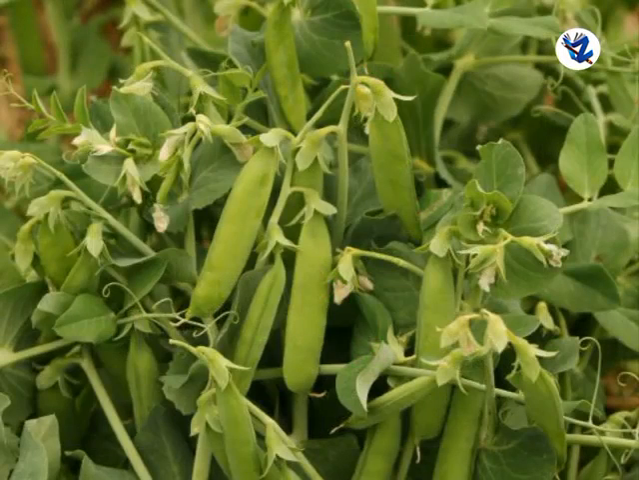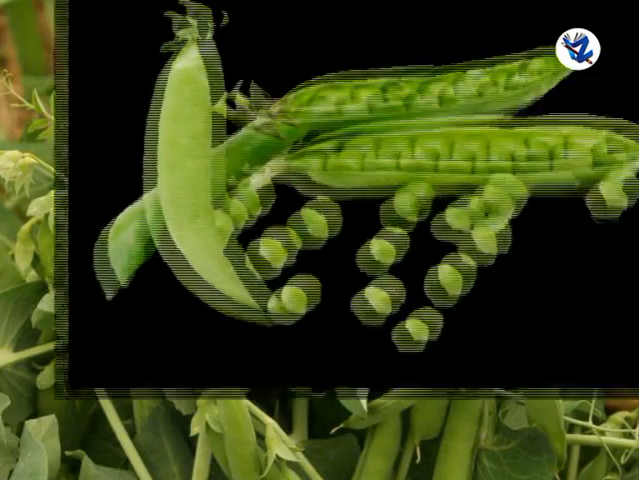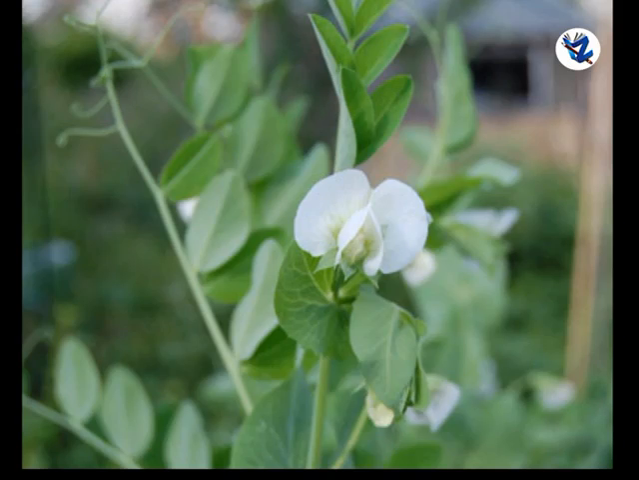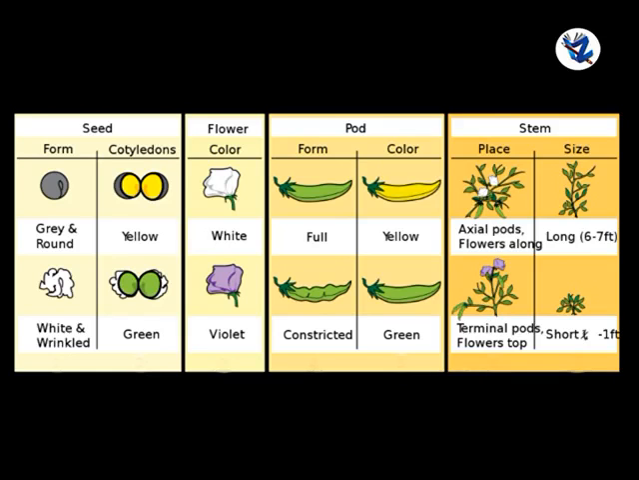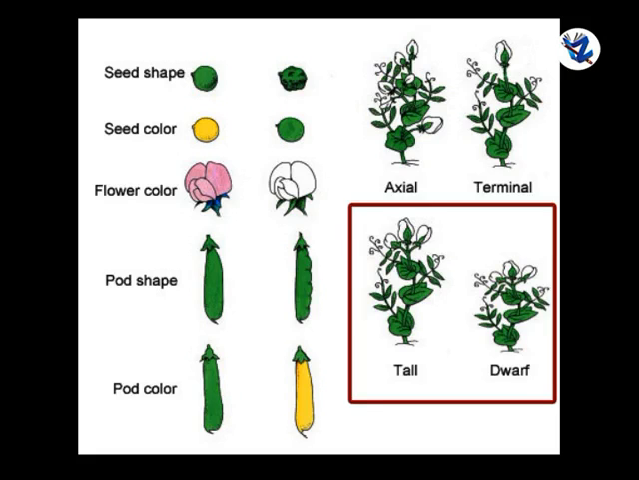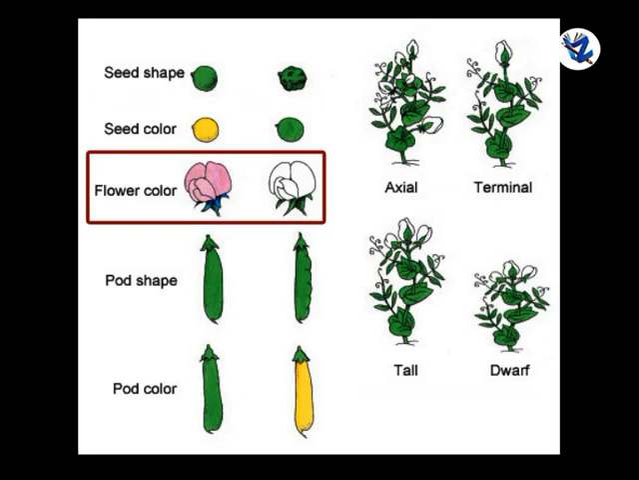It is a small herbaceous plant that produces many seeds, so he could grow thousands of pea plants in a small plot. It is naturally self-pollinating and was available in the form of contrasting characters. For example, tall and dwarf plants, yellow and green seeds, violet and white flowers. There were no intermediate characters.